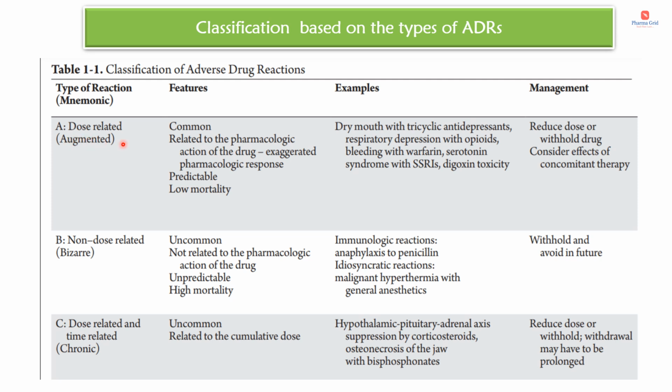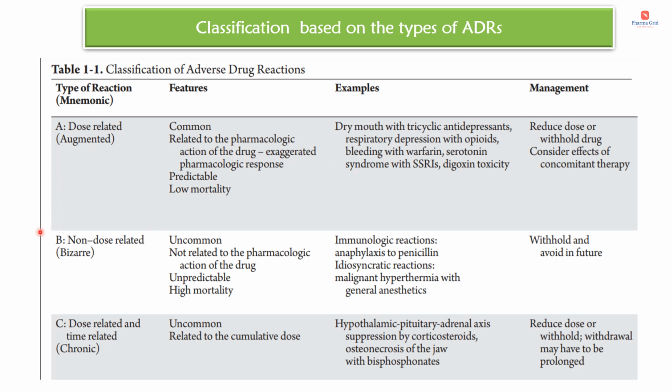Okay, A means augmented, or otherwise we can call it dose related. Features of type A include that it is a very common type of adverse drug reaction and it is related to the pharmacological action of the drug, in the sense of an exaggerated pharmacologic response, and it is predictable with low mortality. Examples of type A or augmented adverse drug reactions include dry mouth with tricyclic antidepressants, respiratory depression with opioids, bleeding with warfarin, serotonin syndrome with SSRIs, then digoxin toxicity. The management includes reducing the dose or withholding the drug, then considering the effects of concomitant therapy.